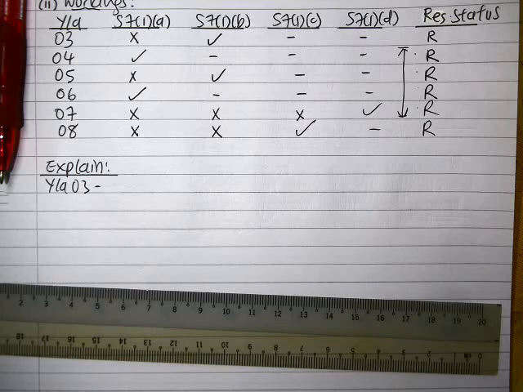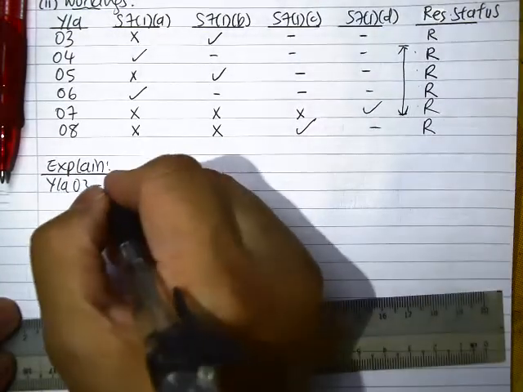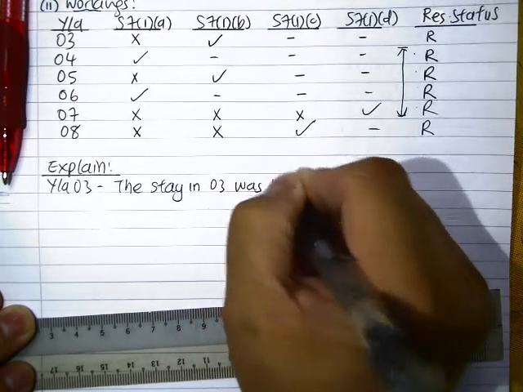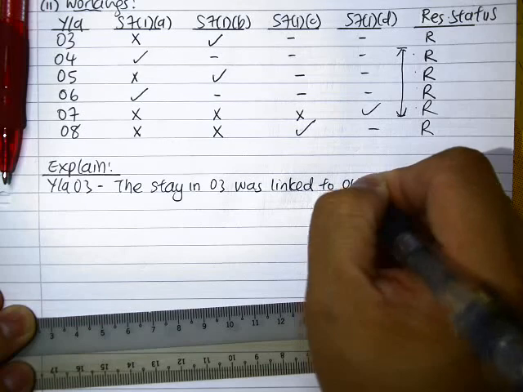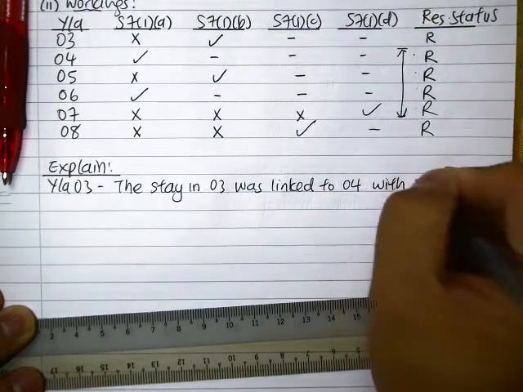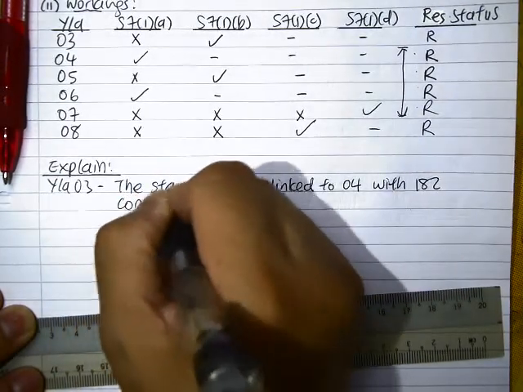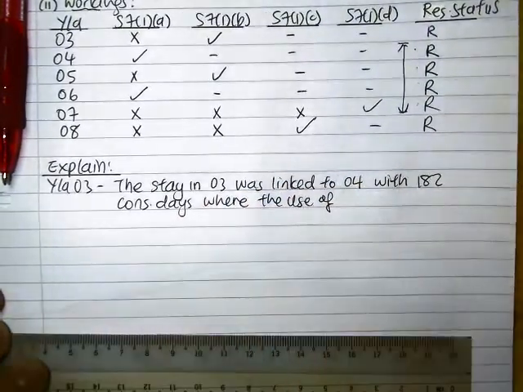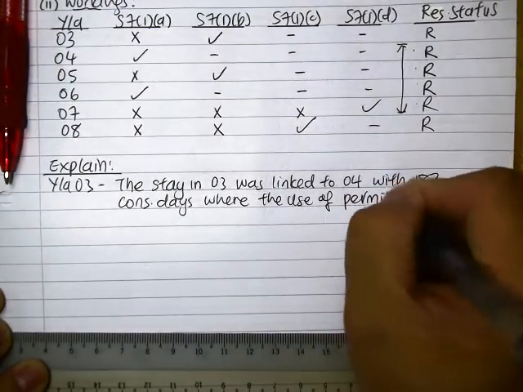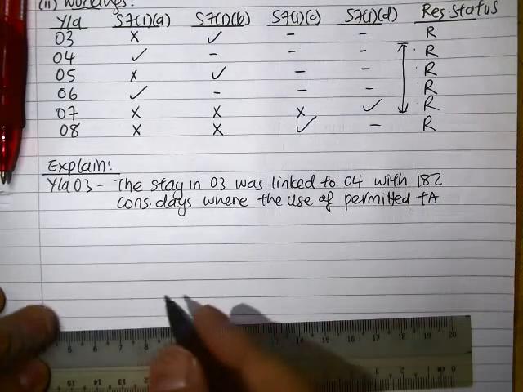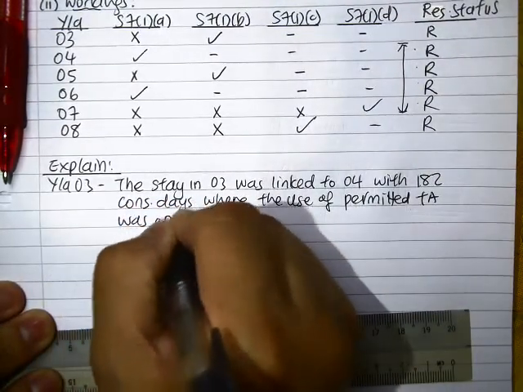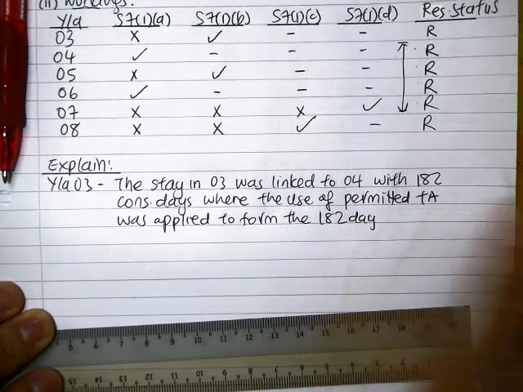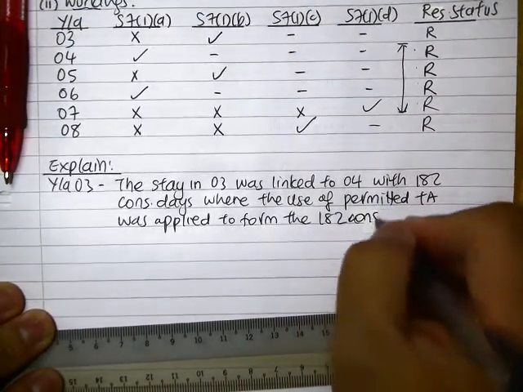Okay, YA03, you're a resident because the stay in 03 was linked to 04 with 182 consecutive days, where the use of permitted temporary absent was applied to form the 182 consecutive days period.